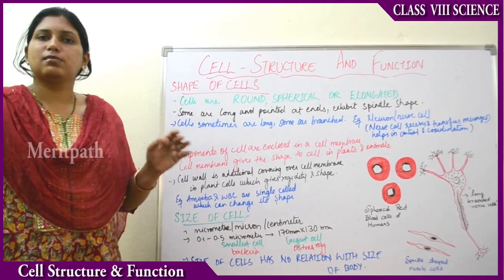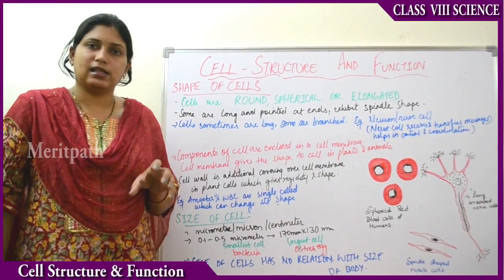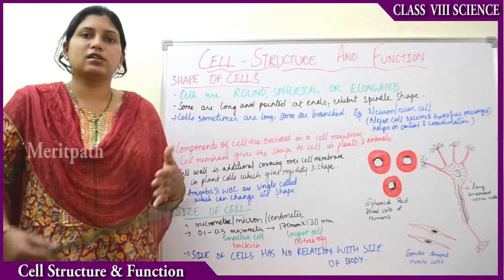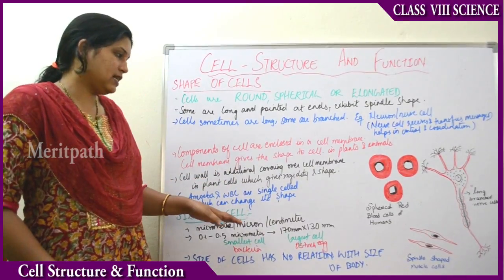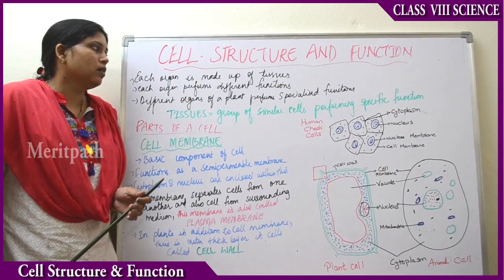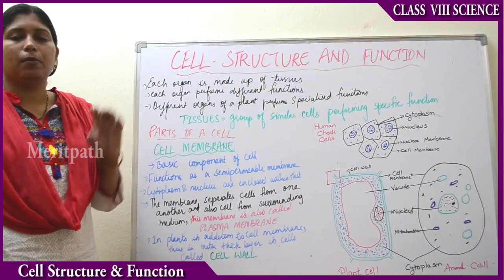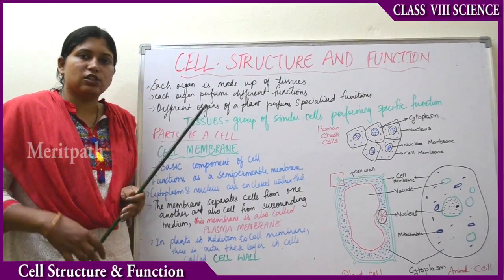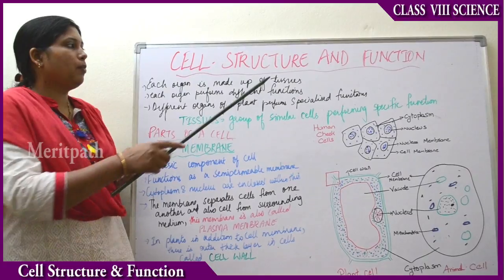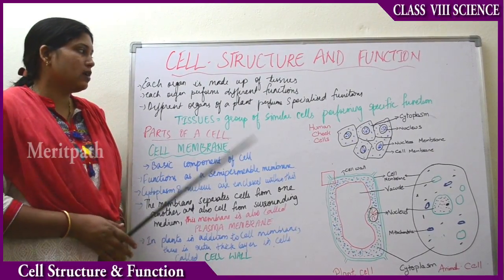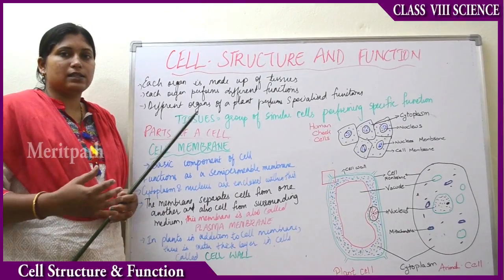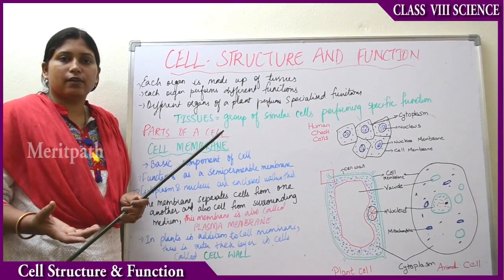All the organisms are made up of same sized cells. Only the number differs depending on the body size of the organism. This is about the size of the cell. Each organ is made up of tissues. So each organ of the body is made up of tissues. Tissues are made up of a group of cells, and each organ is designed to perform specific functions.